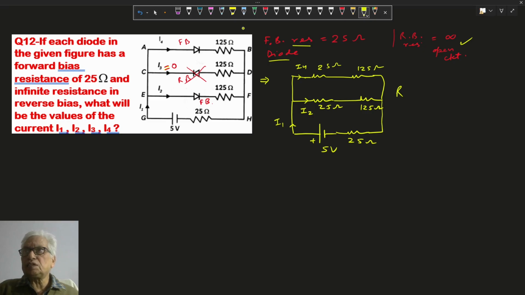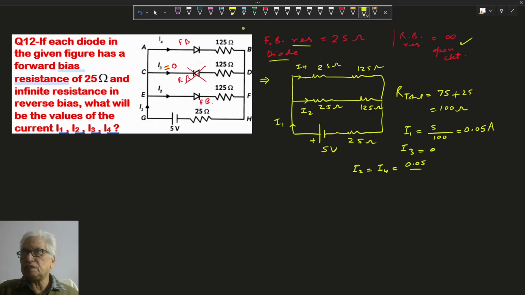So the total resistance will be 25 plus 125, which is 150, and it is also 150 in parallel. So 75 plus 25 comes to 100 ohms. Now I1 will be the voltage divided by this, so it becomes 0.05 ampere, and I3 is 0. I4 and I2 are both equal, they are equally divided, so each is 0.05 divided by 2, that is 0.025 ampere.